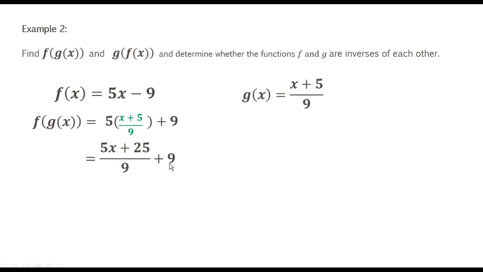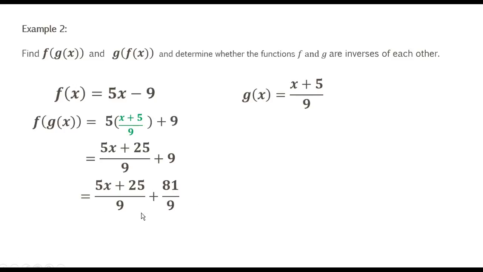Now this 9 is a separate term. Before I can combine it with this fraction, I need to rewrite 9 as a fraction and get a common denominator. Keep in mind 9 is 9 over 1. To rewrite 9 as a fraction so that it has 9 as a denominator, it's 81 over 9. So it's just basic arithmetic. 1 goes into 9, 9 times 9 is 81. So that's where we get that from.